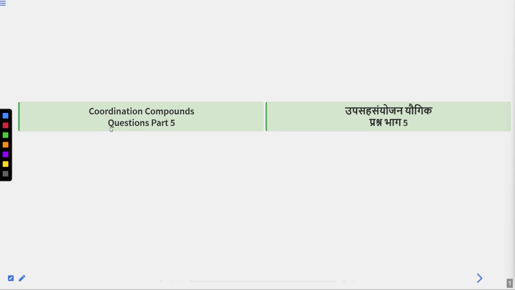Hello everyone. Today we are going to see some practice questions from the chapter Coordination Compounds. This is part 5. Let's start.